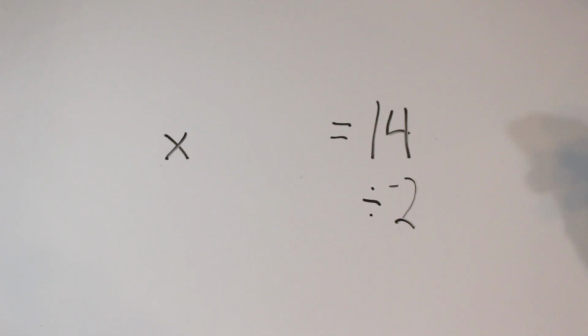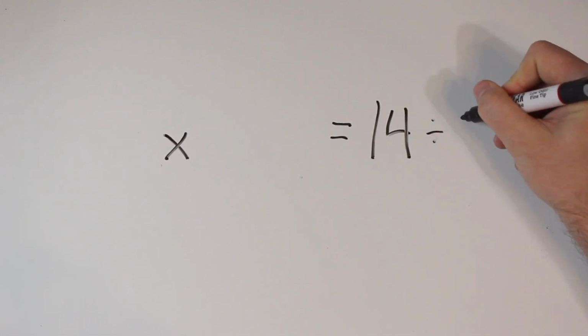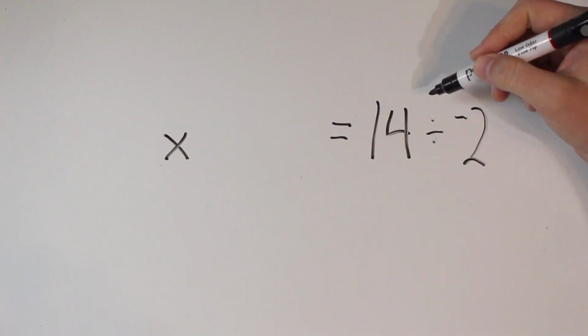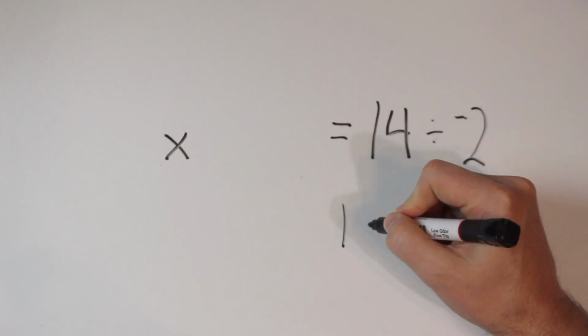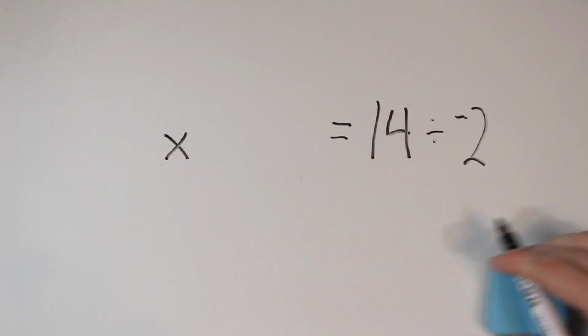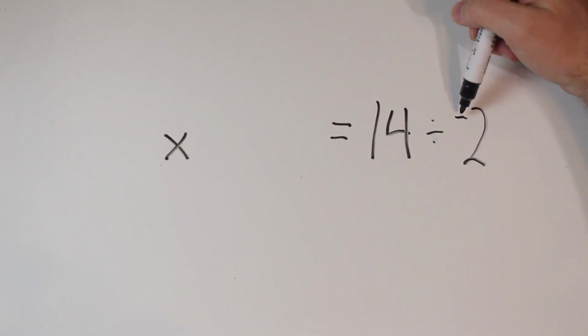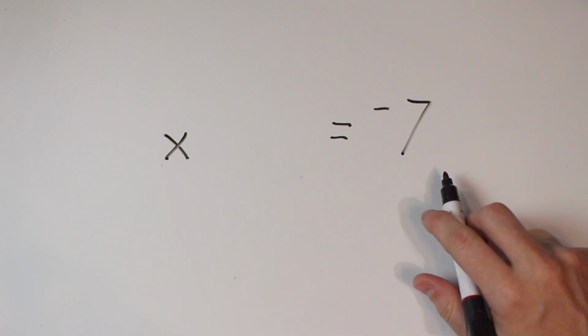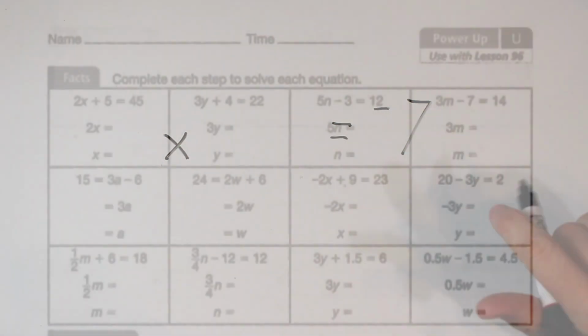Remember the rule for multiplying and dividing negatives. If the two numbers have the same sign, the result is positive. If the two numbers have different signs, the result is negative. 14 and negative 2 have opposite signs, therefore the answer will be negative. 14 divided by negative 2 is negative 7. And there's our answer. X equals negative 7.